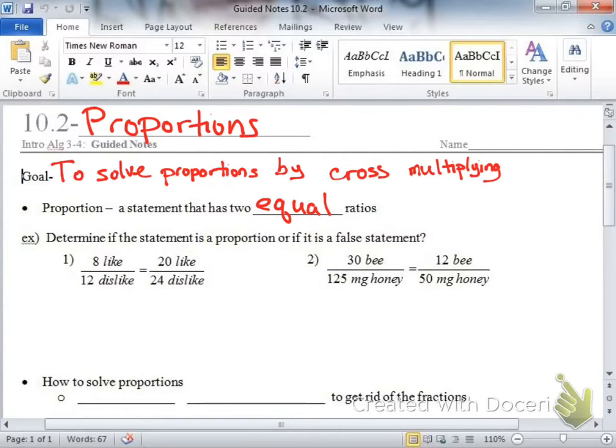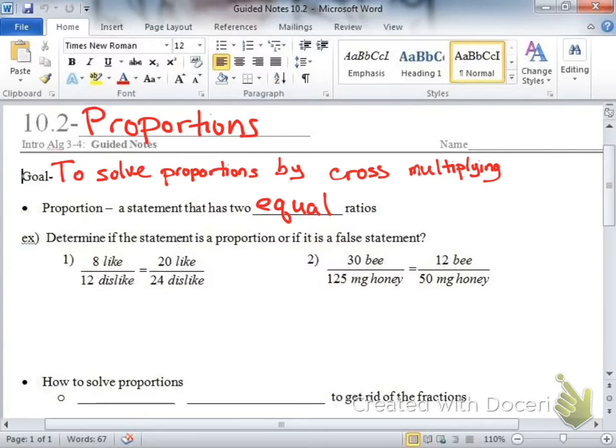So we're going to start by looking at how to tell if a proportion is true. So basically you have to decide, are the ratios actually equal to one another? So there's two ways to do this. You can simplify the ratios and see if they equal one another. Or you can use the trick that we're going to look at in the next section. I'll show you that in a minute.